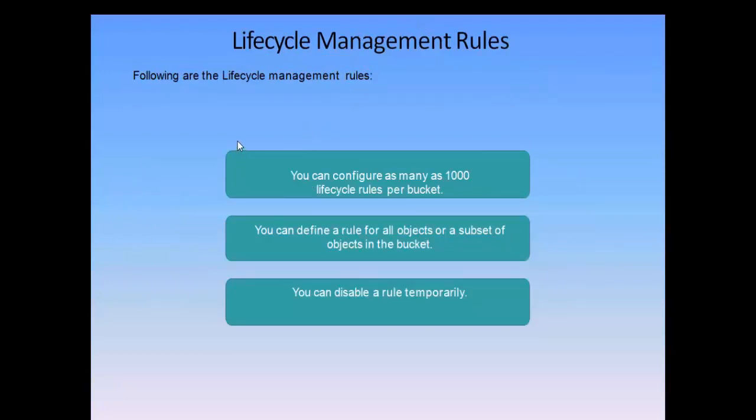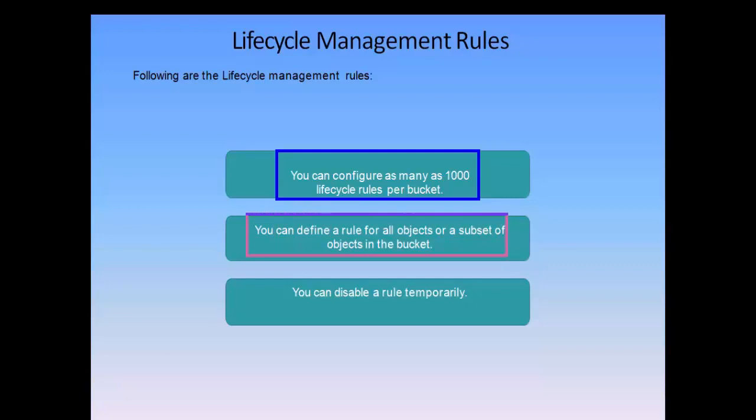So these are some rules. You can configure as many as 1000 lifecycle rules per bucket, but please check the correct documentation for that. It can be changed anytime. They can increase the limit or they can decrease the limit.